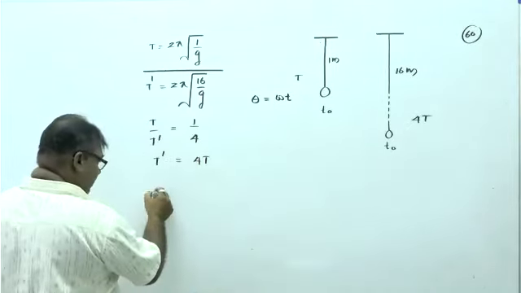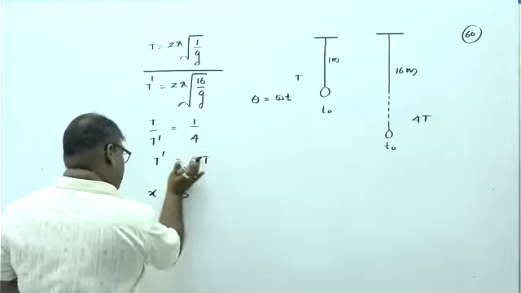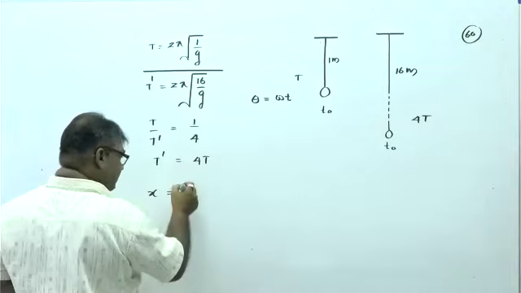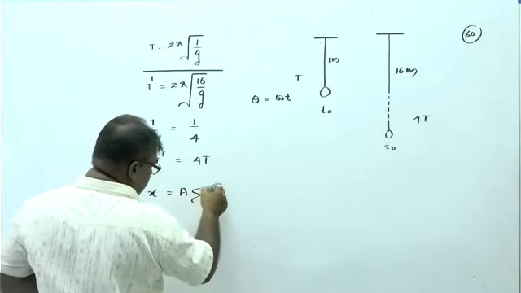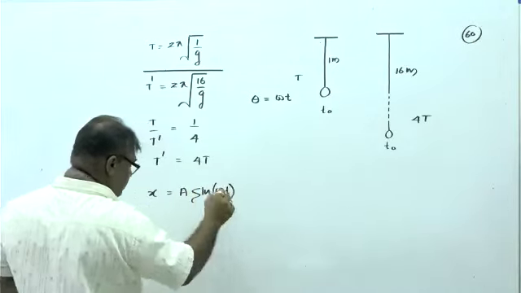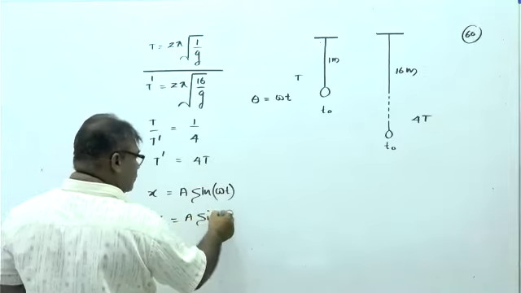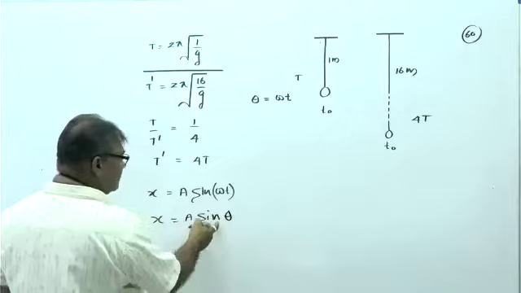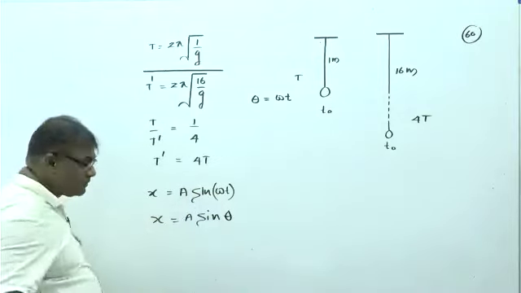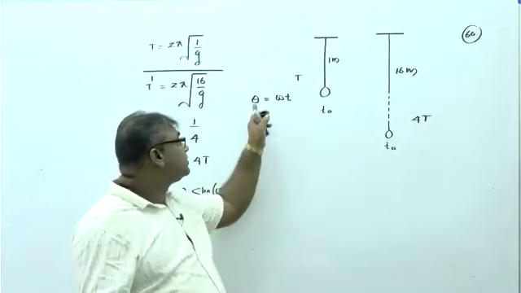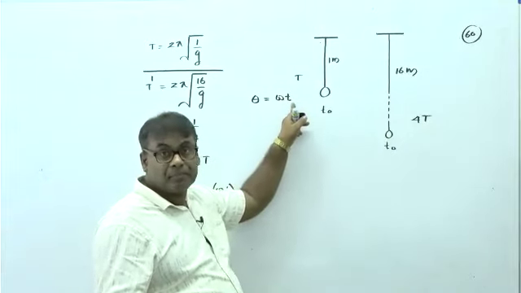If you can remember, x equals a sine omega t. This is coming from basic theory. We have to know it by heart, right? This is the function, this is the final answer. Then theta is omega t.